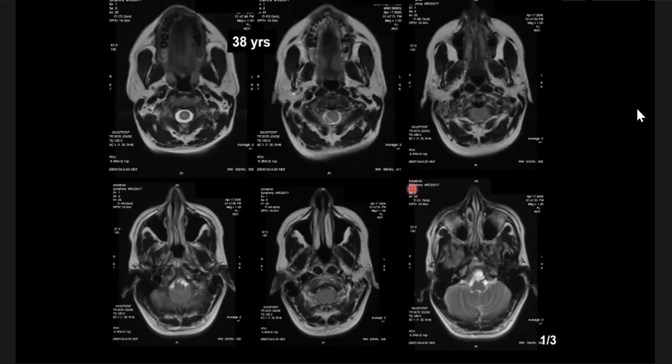Okay. So these are axial. Because of the factor, let me help you. Look at the foramen magnum. Foramen magnum. Okay. So in this 38-year-old patient's MRI brain, concentrating on the posterior fossa, I think there's some crowding of the foramen magnum, especially in the bottom left and bottom center image.